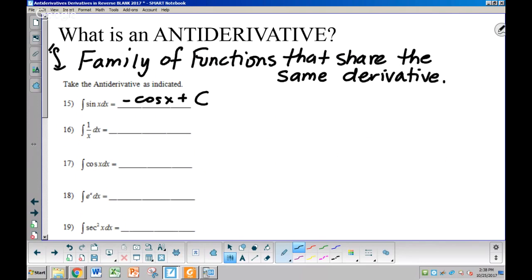Whose derivative is 1 over x? Right, but we have to do this when we do this: natural log absolute value of x plus c, because you can't take the log of a negative number. All right?